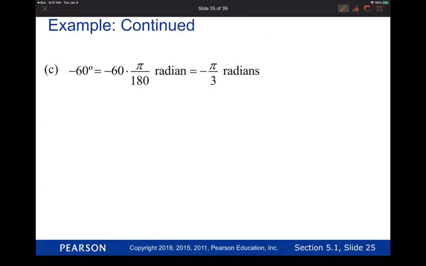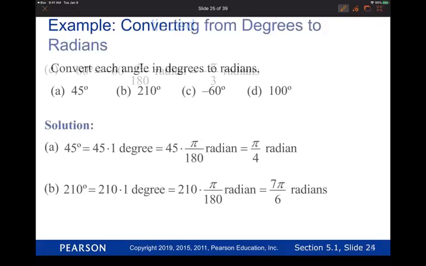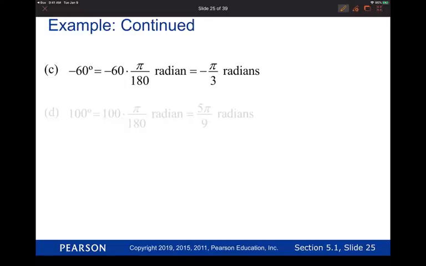And then the last one is 100. If we're converting that, we again multiply by pi over 180. So that's 10 over 18. They're both divisible by 2, so it becomes 5 pi over 9. Again, we're doing this in our head. You don't have to do it in your head.